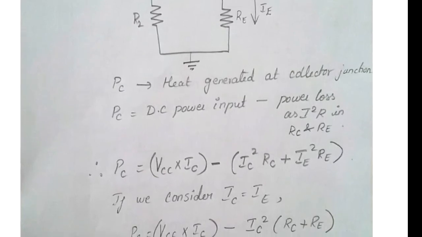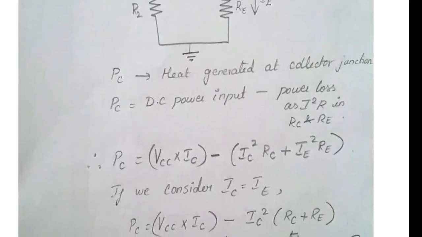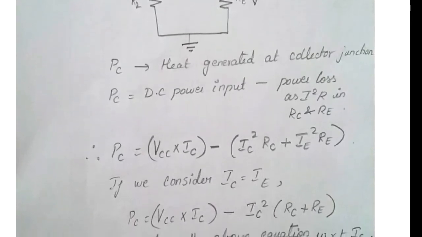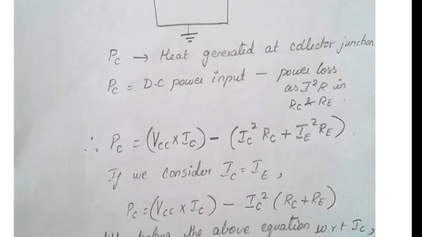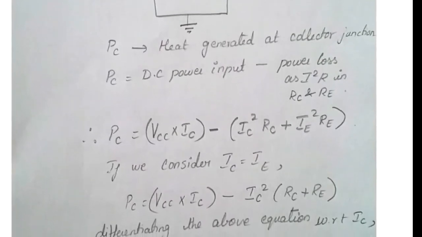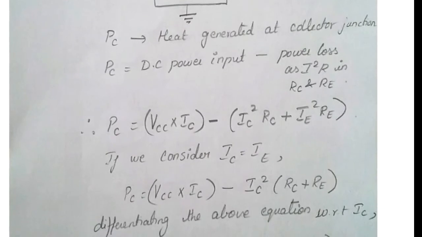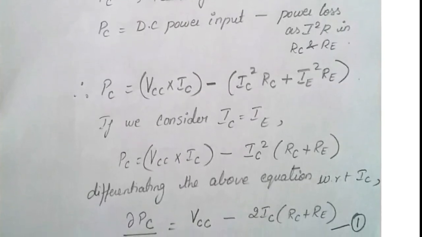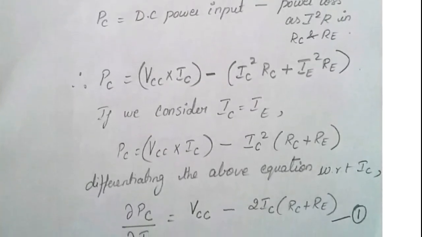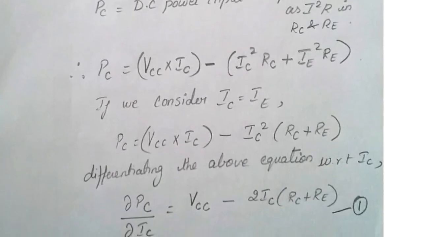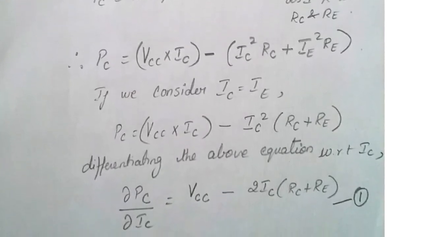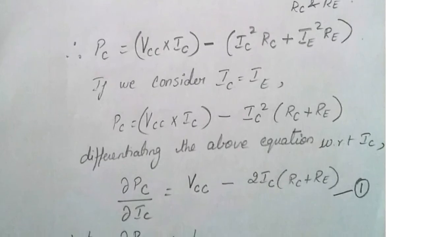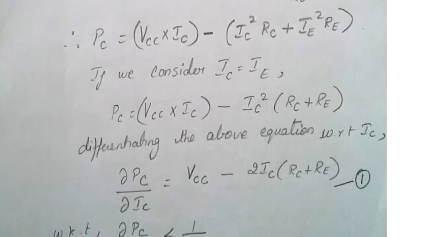We say DC power input because the circuit will be operated only by the power input. There is no input signal given to the circuit. The DC voltage given will be the input for the voltage divider bias. Therefore Pc is equal to VCC into IC, that is the DC power input, minus the power loss, which is IC square RC plus IE square RE.